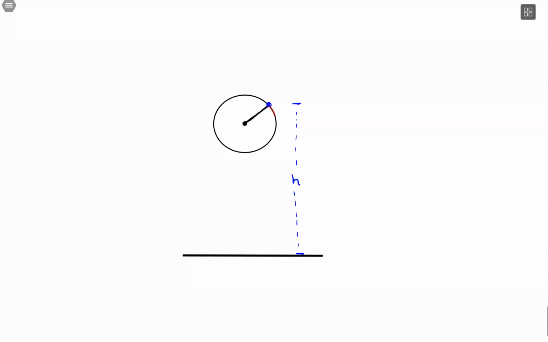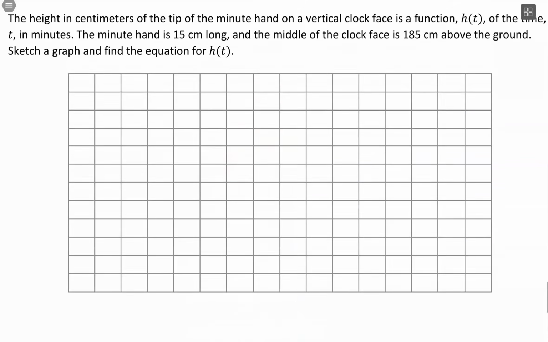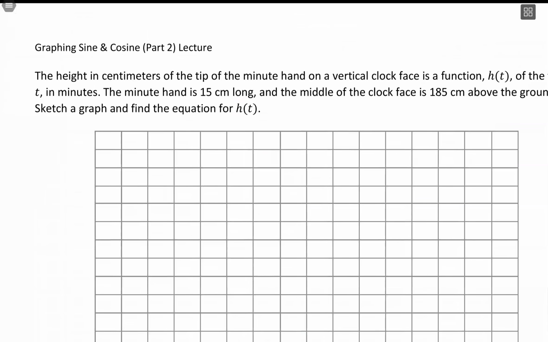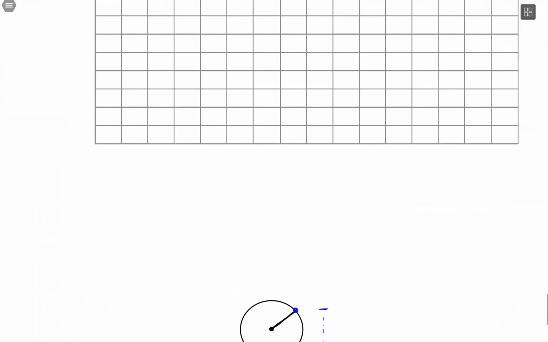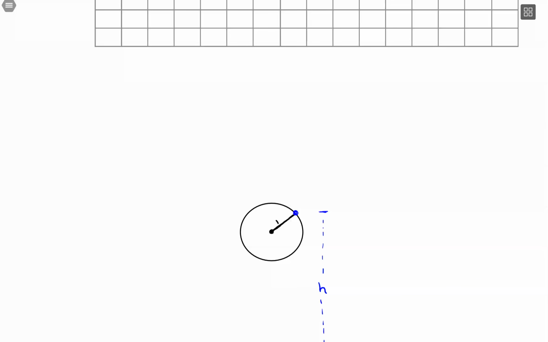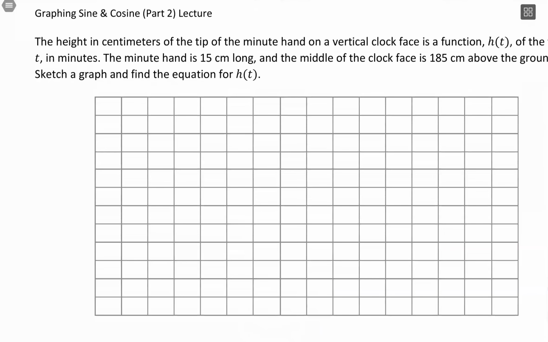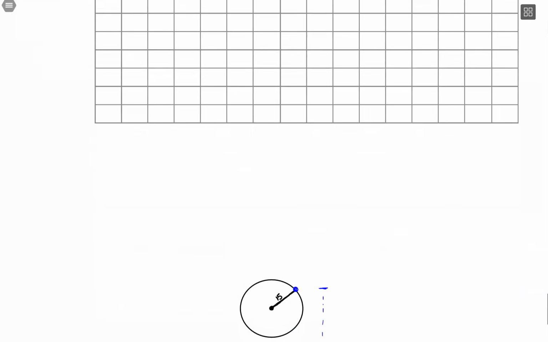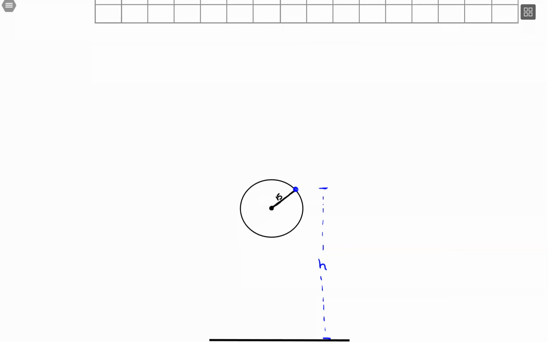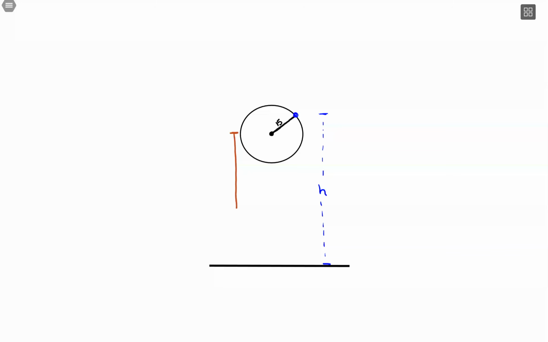So as you can imagine, as it goes down, that height gets smaller and smaller, and then it will reach a minimum height, and then it will start getting higher and higher, and then it reaches a maximum height. So the minute hand is 15 centimeters long. Let's go ahead and put that in there. That's 15 centimeters. And the middle of the clock face is 185 centimeters above the ground. What we're saying is that from the center of the clock face to the ground is 185.